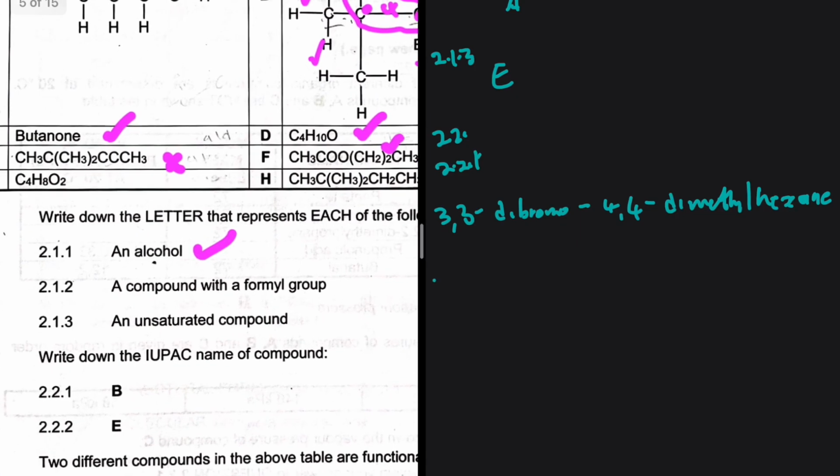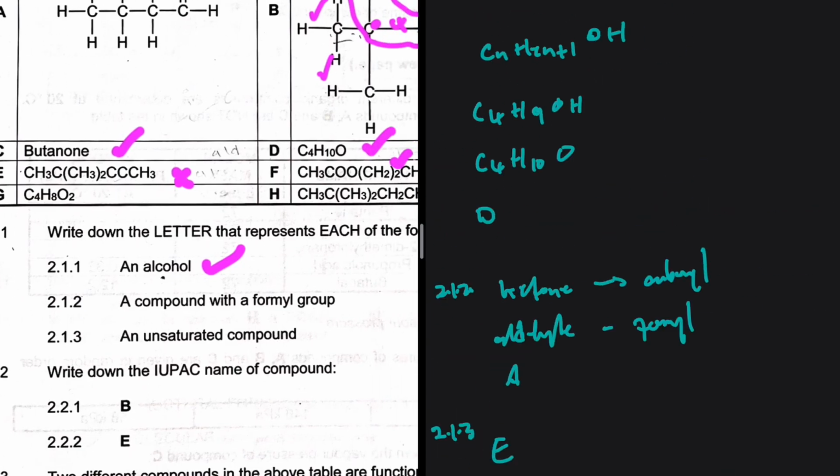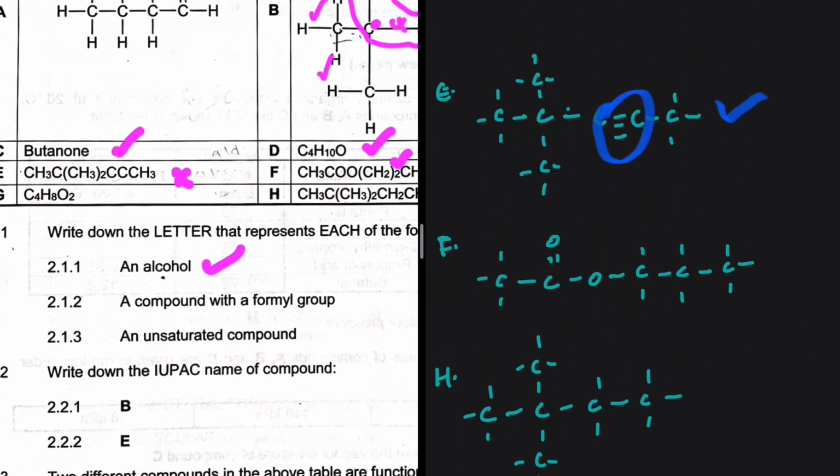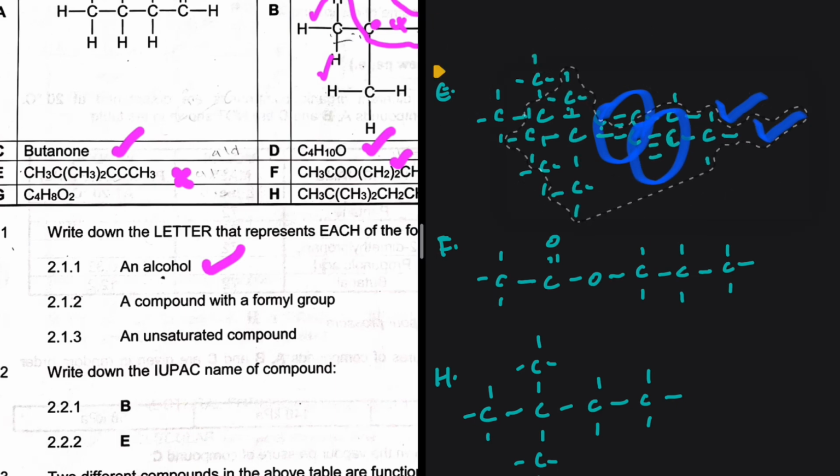And then the IUPAC name of compound E. For compound E, we have the structure up here. So let me just see if I can actually drag this structure.